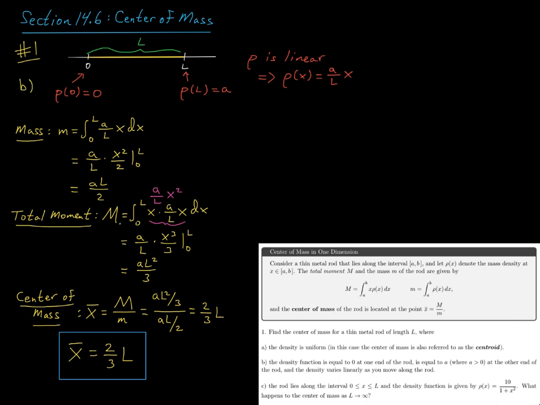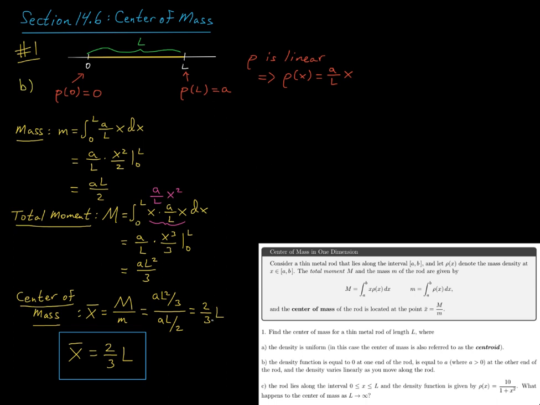For the moment, we're going to integrate x times the density function, which simplifies to a over L x squared. Integrate that, it's going to give you A L squared over 3. Alright, and then for the center of mass, we're just going to divide the moment by the mass, and we wind up getting 2/3 L.